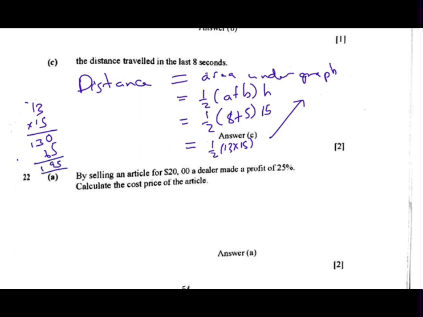So it will be 1 half of 195, or 195 divided by 2. 2 into 19, that's a 9, remainder 1, and 2 into 15, that's a 7, remainder 1, and 2 into 10, that's a 5. So that will be 97 and a half, or 97.5 meters. Okay, so you can write either 97 and a half meters or 97.5 meters, depends on you.